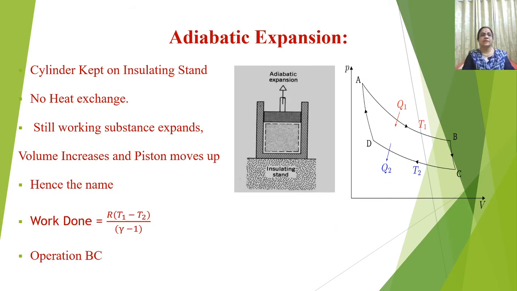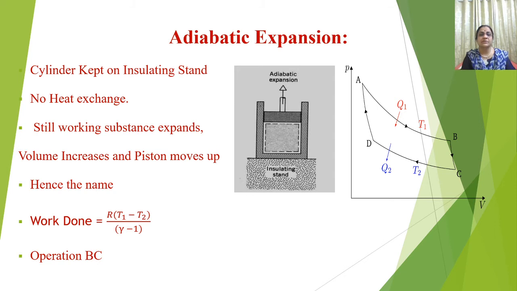Now second operation, that is adiabatic expansion. The working substance is kept on the insulating stand. Working substance has a tendency to expand, so the expansion of working substance still continues. Volume of the working substance still increases. But in this process, for expansion, heat is not supplied. Therefore, the working substance uses its own internal energy to expand, and therefore internal energy of working substance decreases and hence temperature of working substance also decreases. Therefore, temperature decreases from T1 to T2.